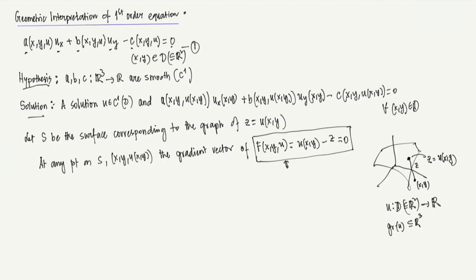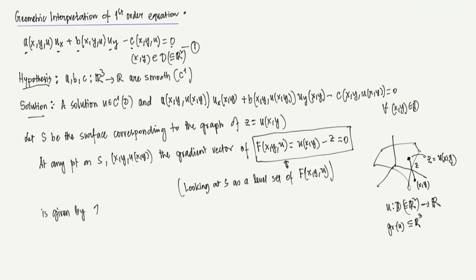So you see, what we are basically doing is, we are looking at S as a level set of the big function capital F of x, y, and u. Clear? And the level set corresponding to the height 0. Yes. So the gradient vector of this capital F is given by, okay, what is the gradient vector?